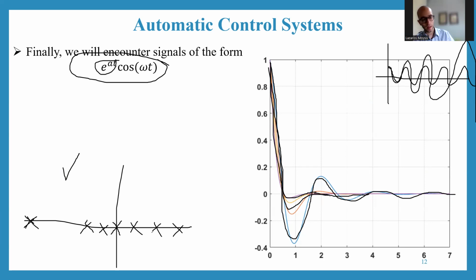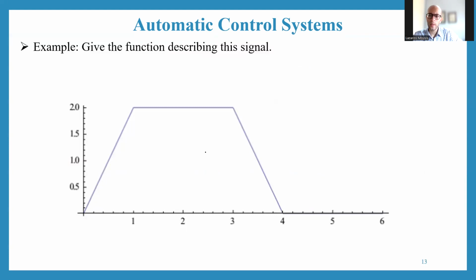When the exponential function is stable, we obtain a diminishing oscillation. So this is very common in mechanical systems, for example, and for that matter, for any other type of system. So, pretty much this is all I wanted to say regarding basic inputs and basic functions that you are going to come across.